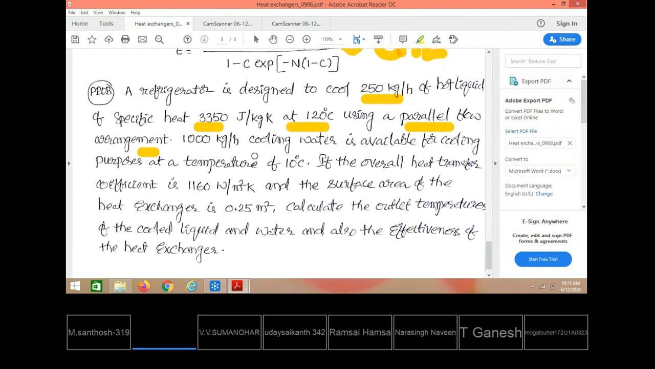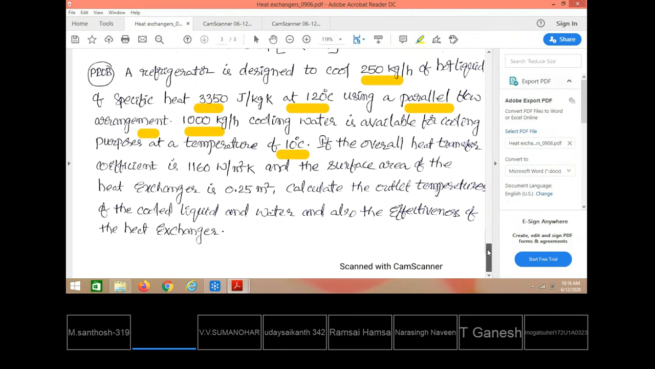Cooling is done using cold water of 1000 kg per hour. The mass flow rate of cold water is given, available at a temperature Tci of 10 degrees centigrade. The specific heat is not given, since it is water, so it must be remembered: 4186 joules per kg Kelvin. So we know all the specific heats and mass flow rates and inlet temperatures, but there is no information about outlet temperatures. Therefore, the LMTD method cannot be used. The only option is the NTU epsilon method.